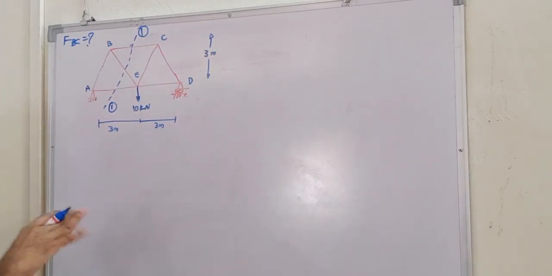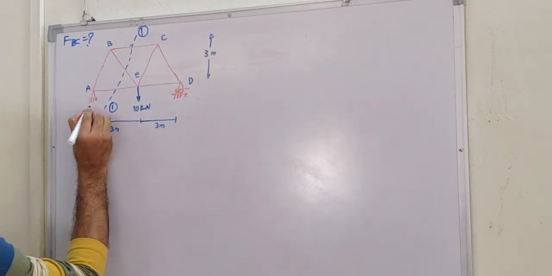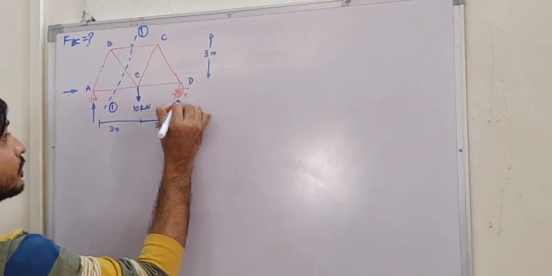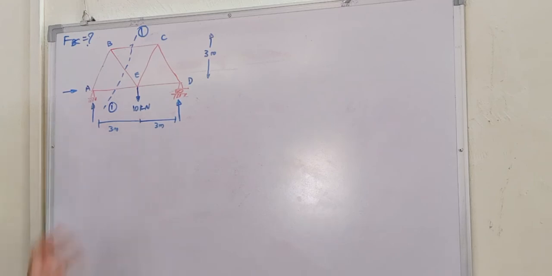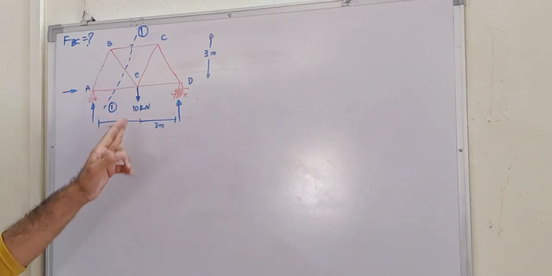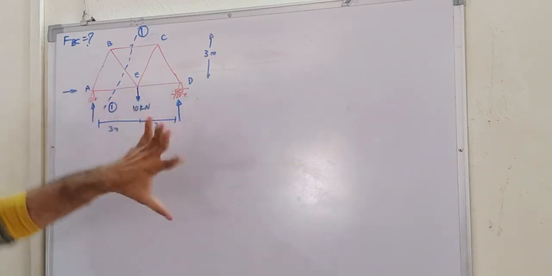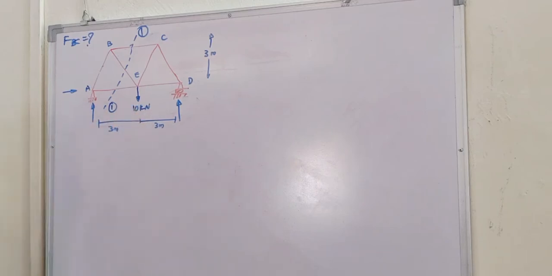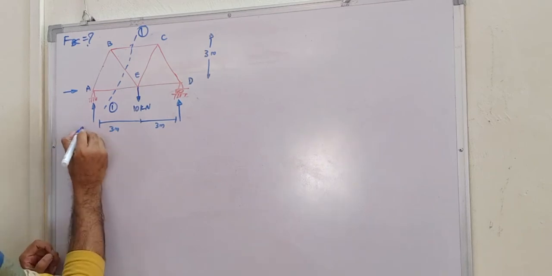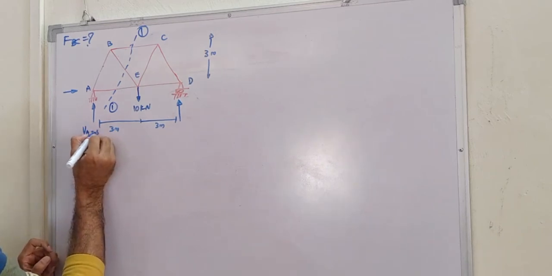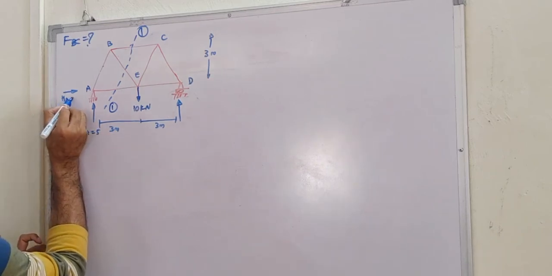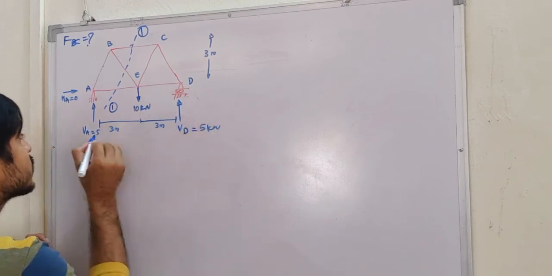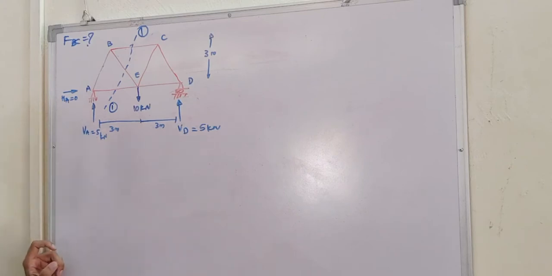Okay. So before that, what we have to do is calculate the support reactions. The truss is symmetric, and even the force is symmetric. It is applied at A, and if you calculate, what you get? VA is equal to 5 kilonewton, HA is equal to 0, and VD is equal to 5 kilonewton. Because of symmetry, I am directly writing. If you want, you can calculate.